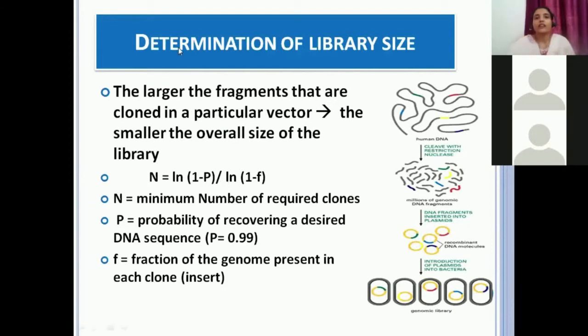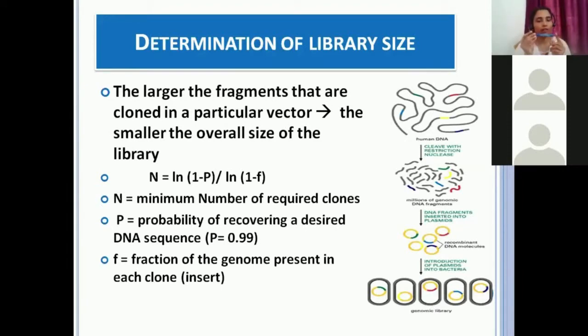Okay, so the larger the fragments cloned in a particular vector, the smaller the overall size of the library. Correct? Yeah. If you break it down into very, very small pieces, you will have many pieces, so that many clones have to be made of that genomic DNA. But if you have fewer cuts, okay.